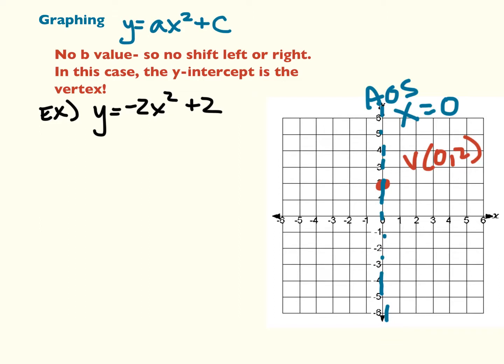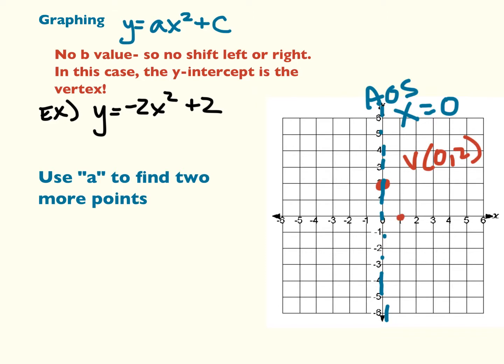All right, now to actually plot it, we remember that this negative 2 is the same a from our old parent function stuff. So this is reflected, and it's got a vertical stretch of negative 2. So we're going to use that a to find 2 more points. We know that the parent function usually goes over 1 and up 1, over 2 and up 4. Well, since this is reflected, the y values are going to be multiplied by negative 2. So instead of going over 1 and up 1, I'm going to go over 1 and down 2.